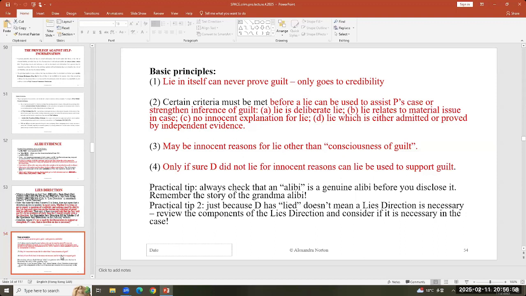Remember, a person can lie for many different reasons. Embarrassment, to protect someone else, nervousness, they just say the first thing that comes into their head, or perhaps like my children, maybe they're just pathological liars. So it doesn't always mean that a person is guilty just because they're lying.